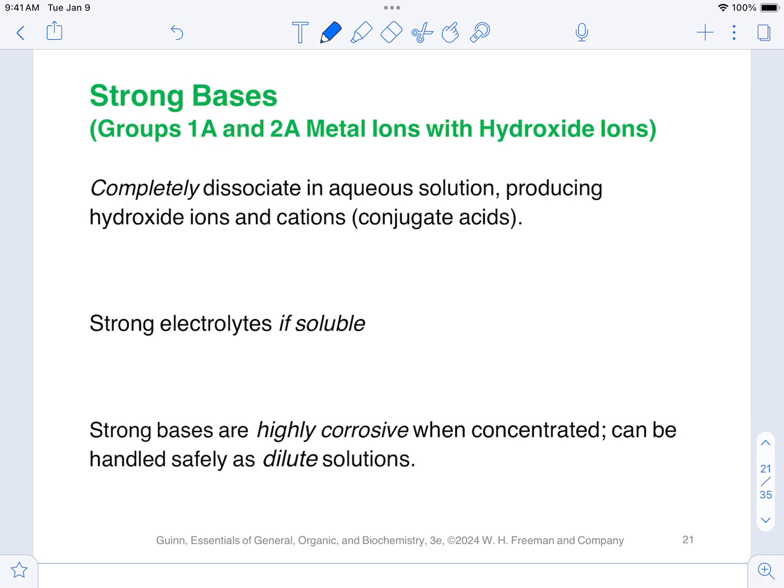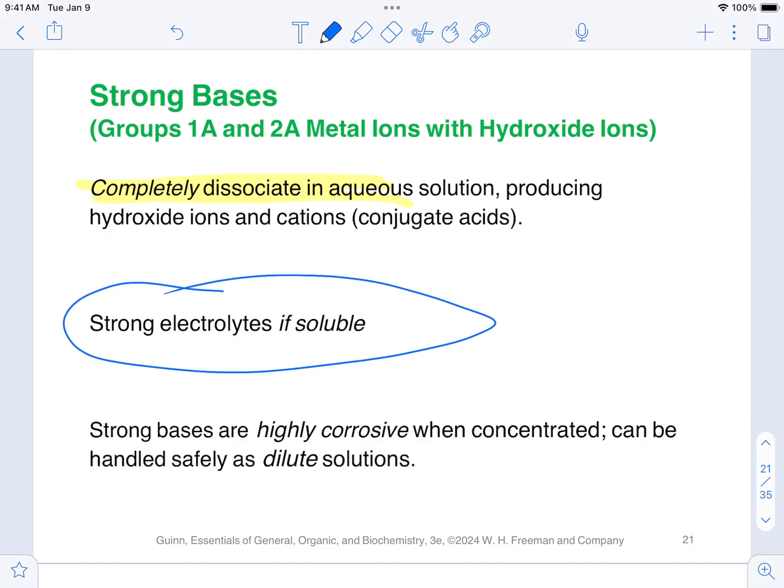Strong bases, just like strong acids, completely dissociate in solution. So instead of creating that hydronium ion like acids, you'll have your hydroxide ion and then whatever cation was involved with the base originally. A lot of your strong bases will come from group 1 and 2 on the periodic table. Strong acids and bases are both strong electrolytes, so they will conduct electricity.